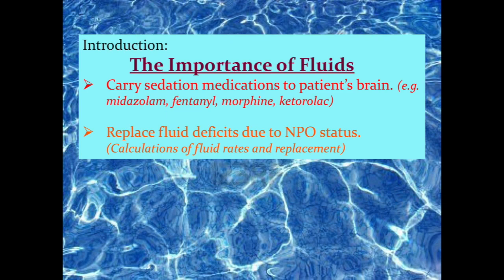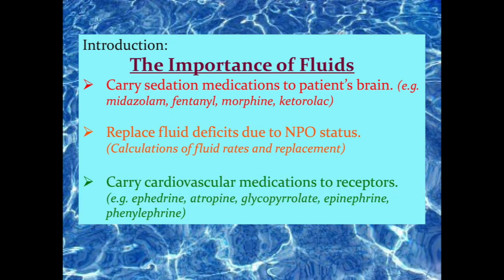One of the other things that we can do is to replace deficits due to NPO status. A patient usually goes 6 hours or longer with their fasting, and it affects the dryness or the wetness of the fluids within their bloodstream. And we can do calculations in anesthesia, especially for abdominal cases where a lot of evaporative loss is caused, to be able to replace those deficits and to maintain the patient's blood pressure.